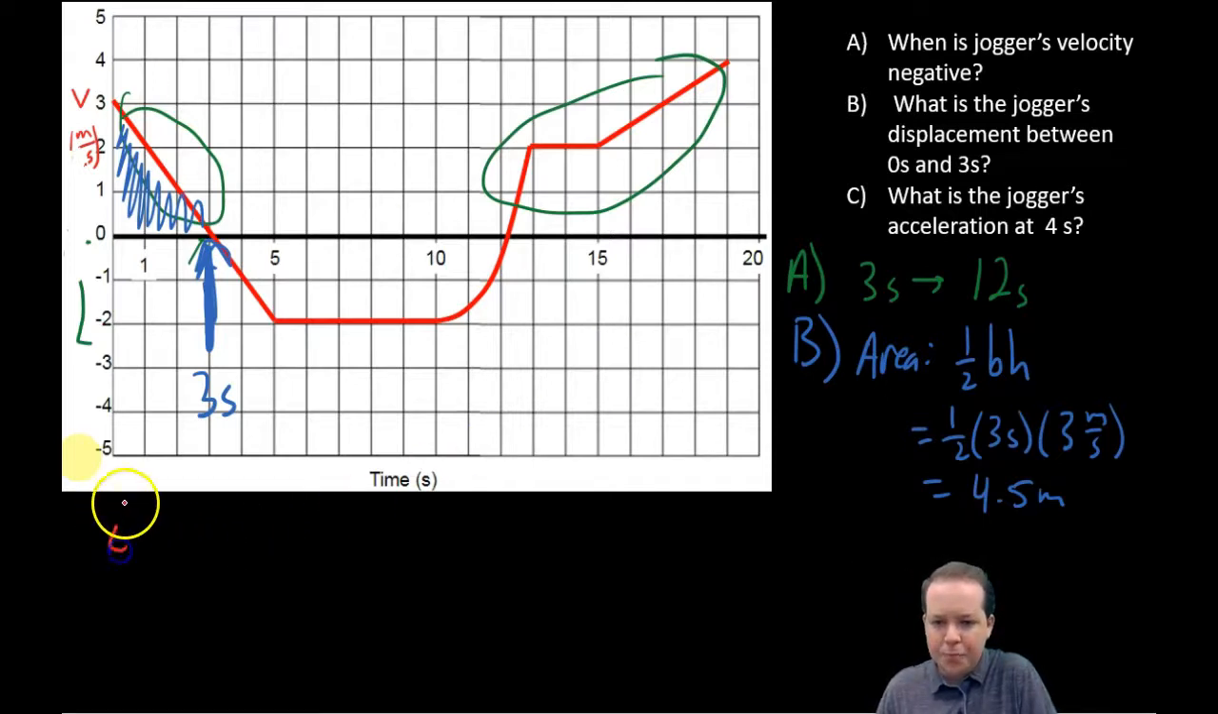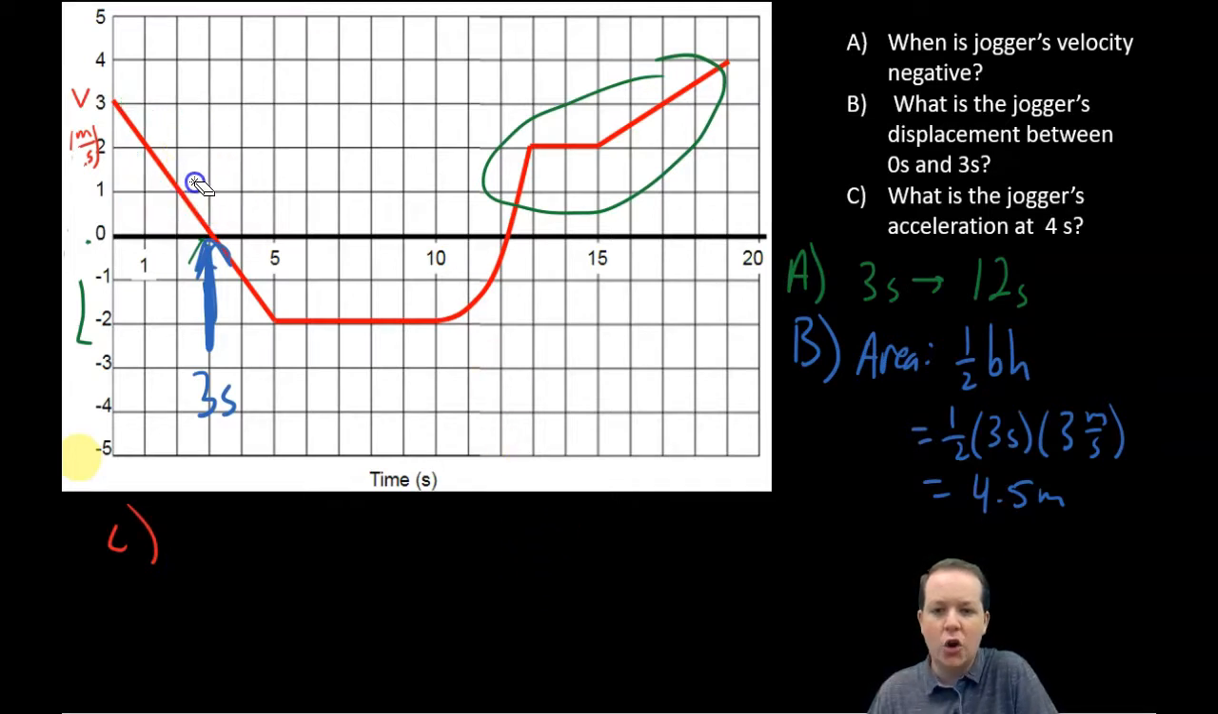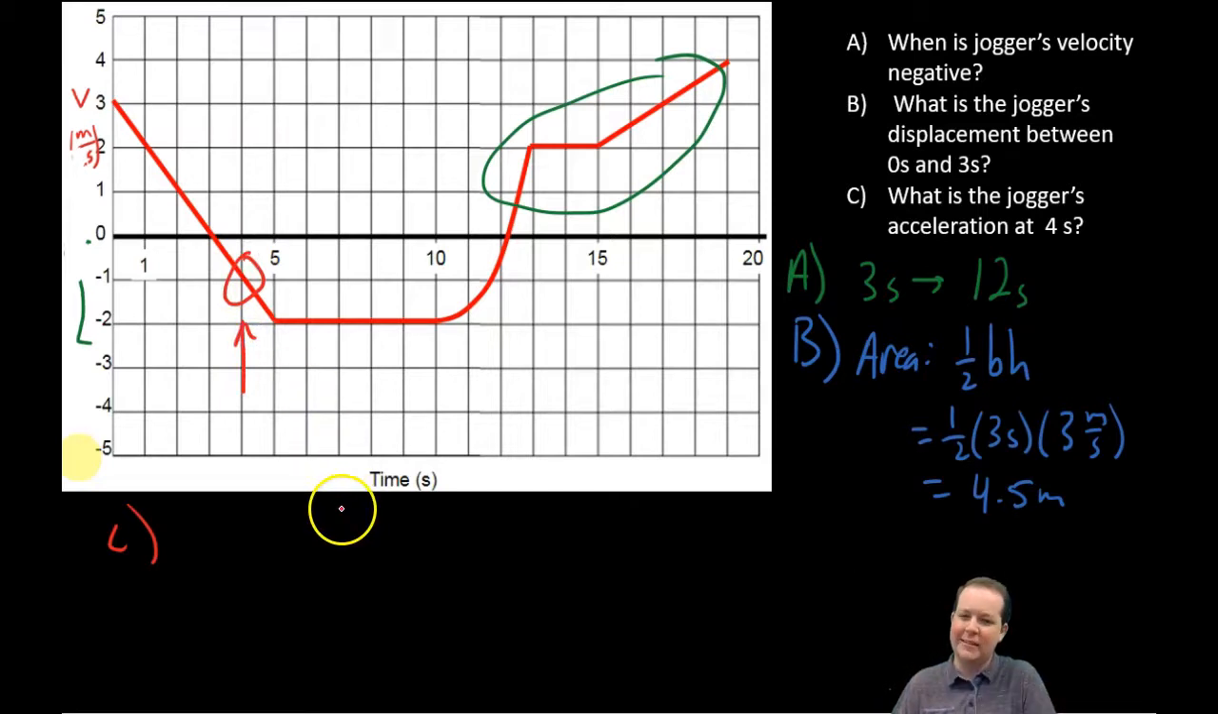C. Right down here. What is the jogger's acceleration at 4 seconds? Okay, the jogger's acceleration at 4 seconds. 4 seconds is right here. Now, this is a velocity graph. So -1, that's the velocity. The area under the curve, that's the displacement. How do I figure out the acceleration? I look at the slope.